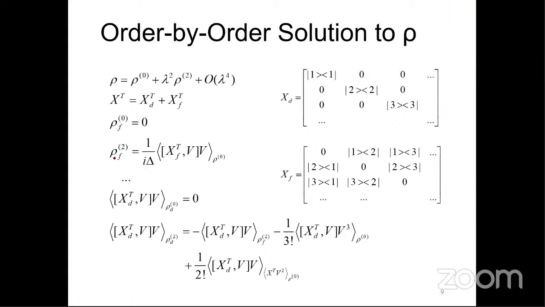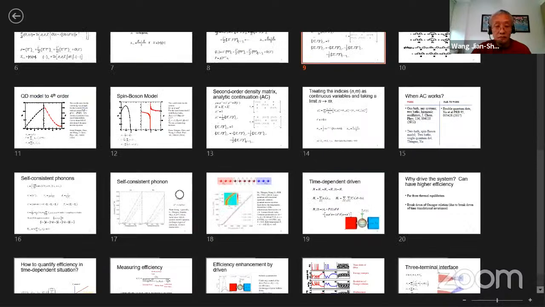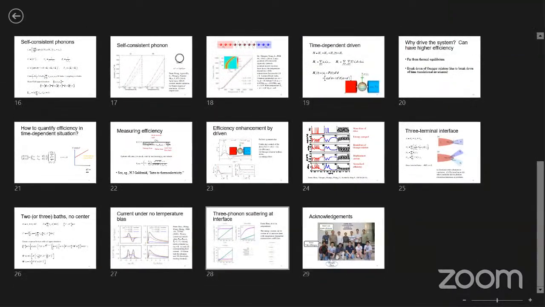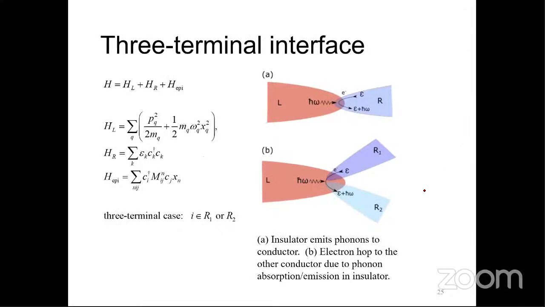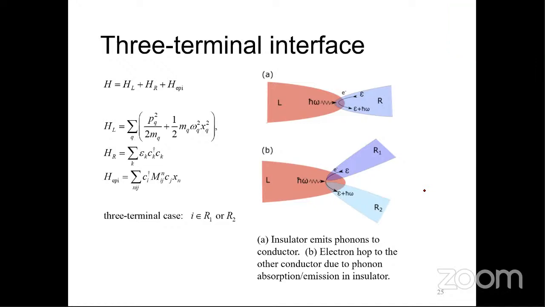Yeah, Bijay. So maybe a silly question. This is about the last part where you talked about the three-terminal setup. I'm still thinking about the mechanism of how you get electrical current in this case, because the electrons can't hop between the two leads, right? The electron can't hop between the two leads. So how do you get current here?